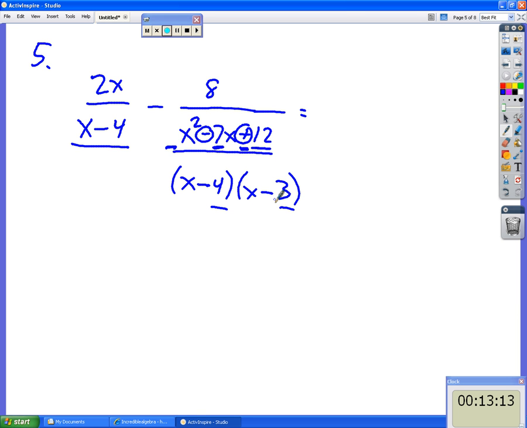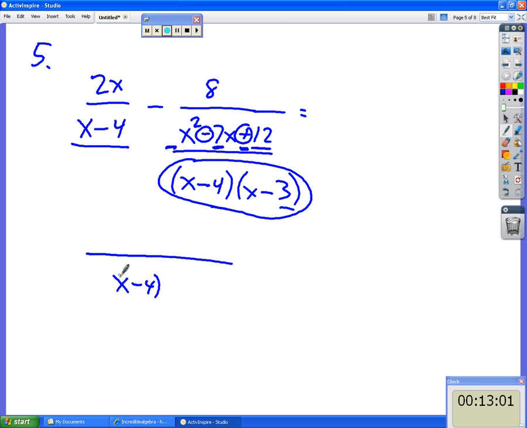Now, I'm looking for a common denominator. I include the biggest denominator I have, which is this one. All of that goes down. It's part of my common denominator. Now I go to the second denominator, this one. The x minus 4 is already down here, so I don't need that, and I don't have anything else. So this is my common denominator. It includes this x minus 4, this x minus 4, and this x minus 3.